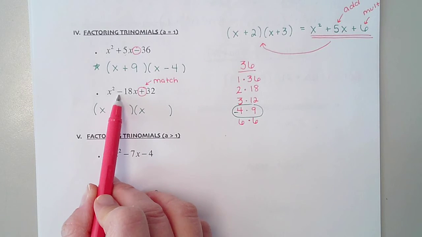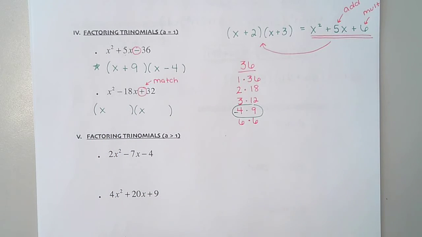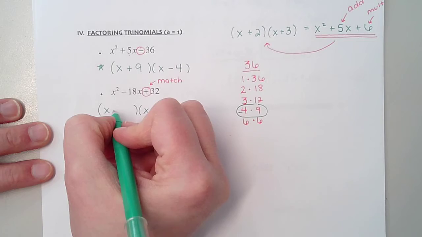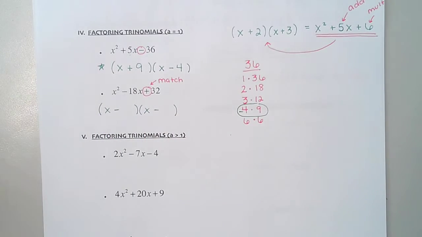The number in the middle here is negative. So if I'm going to add and get a negative, that means that I'm going to be working with two negatives here. I'm going to have a minus and a minus. And so now I'm thinking about how do I multiply to 32 and add to make 18.